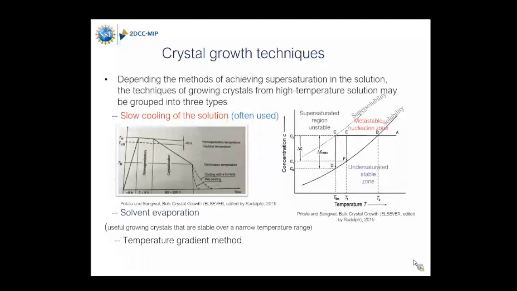This method is useful for growing material which is stable only in a very narrow temperature range. If this is the case, you cannot use this method of slow cooling. So you have to evaporate solvent to increase the concentration to reach supersaturation.